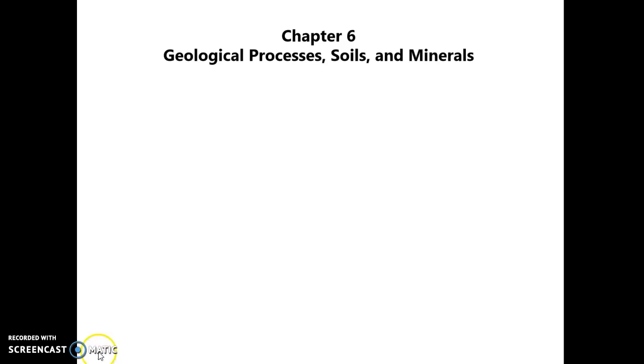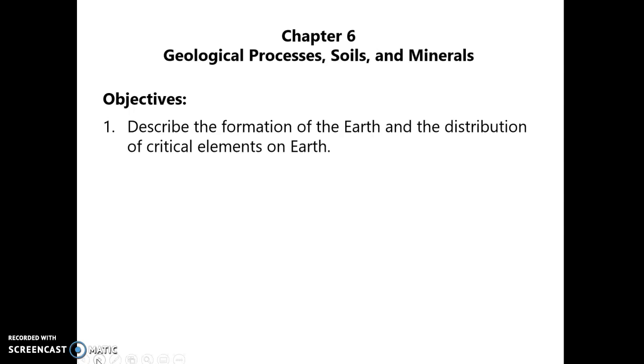So first, let's look at the objectives, what students will learn and be able to describe in this chapter. First, students will be able to describe the formation of Earth and the distribution of critical elements on Earth. So Earth, in brief, was formed 4.6 billion years ago from the consolidation of cosmic dust. And as it formed, the presence of heavier elements such as lead and nickel caused them to sink toward the center of the Earth, toward the core of the Earth.